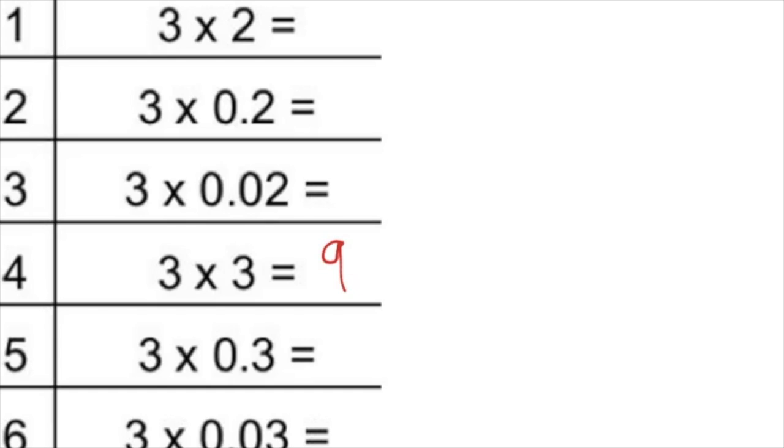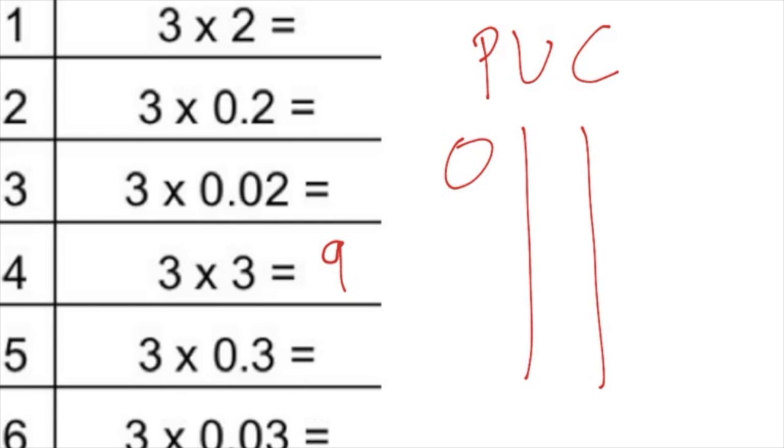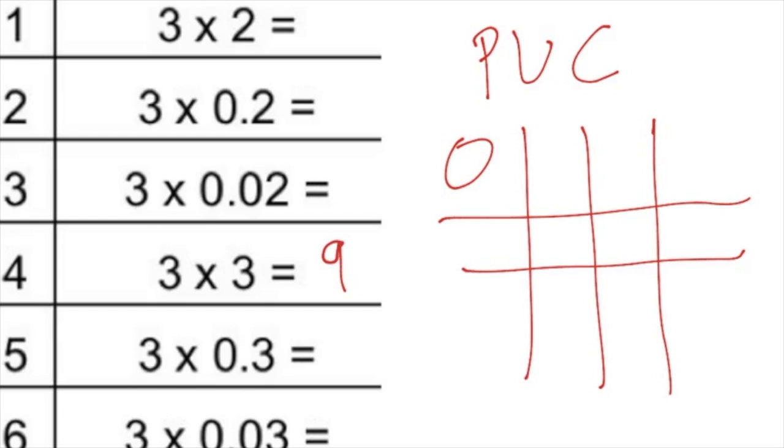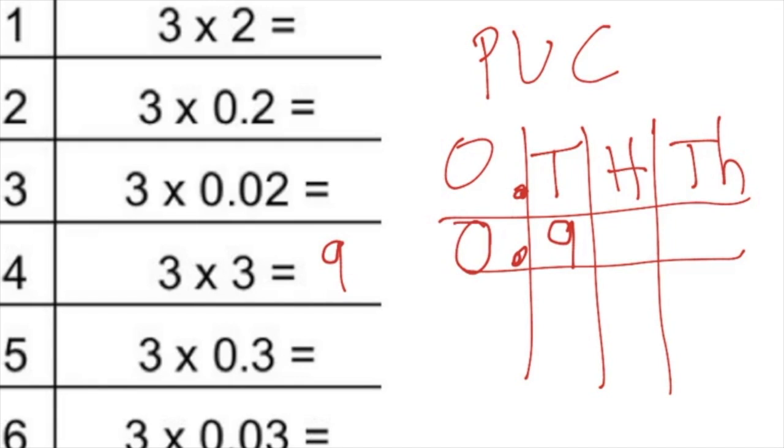How do we write 9/10? In our place value chart, we have our ones, we have our tenths, we have our hundredths, and our thousandths. So 1 times 10 is our tenths place, so our 9 would go there. And we don't leave ones blank. You can always put a 0. Very good.